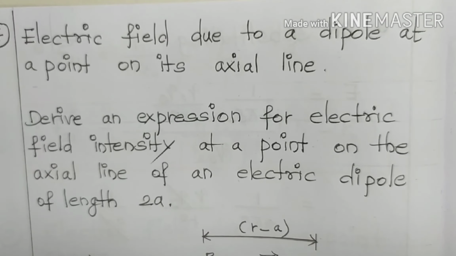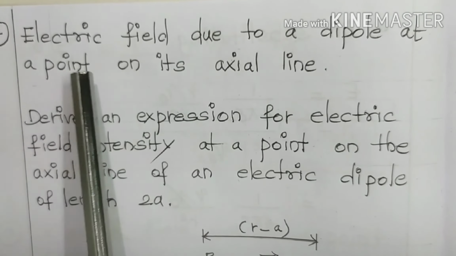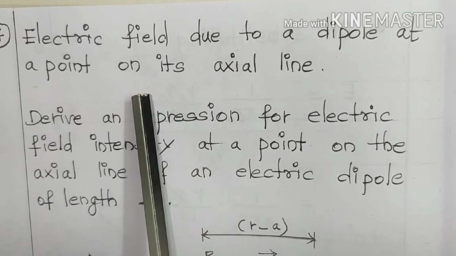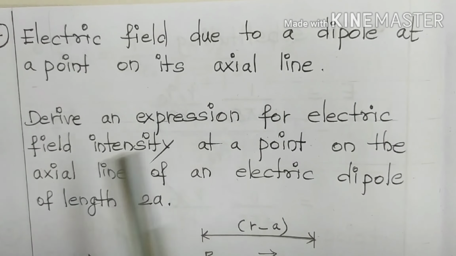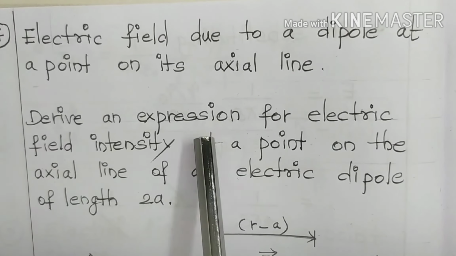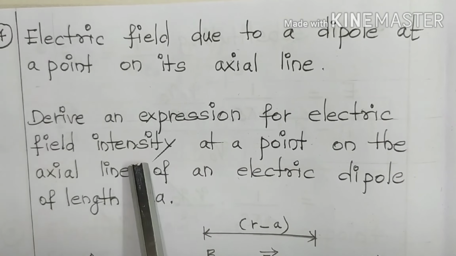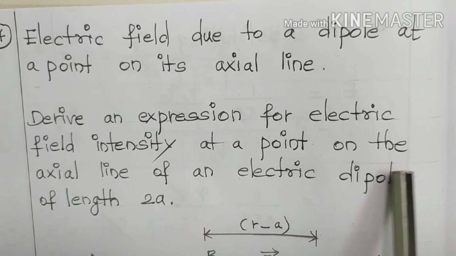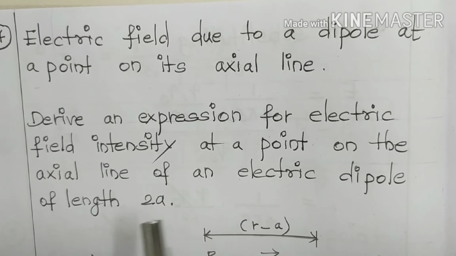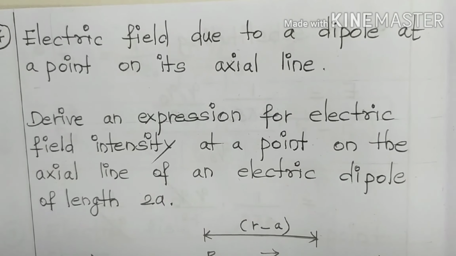Okay, come on, let us move on to the fourth derivation. Electric field due to a dipole at a point on its axial line. How do they ask the question? Derive an expression for electric field intensity at a point on the axial line of an electric dipole of length 2a. Now let us see the diagram.